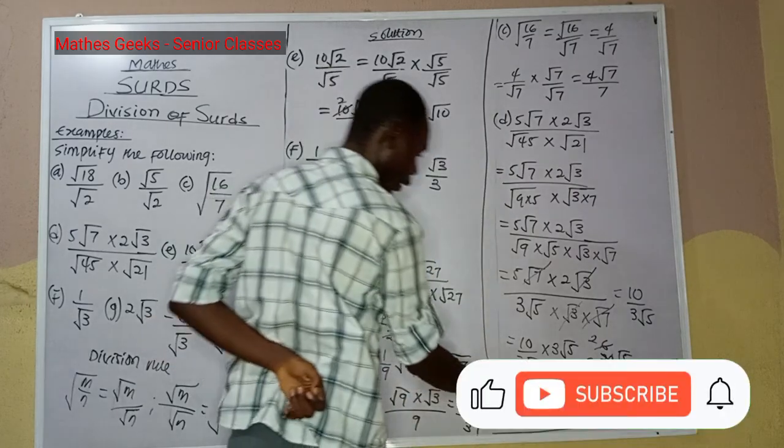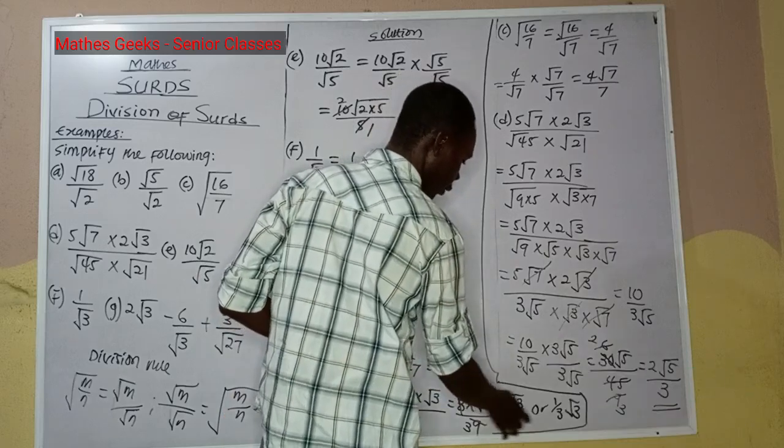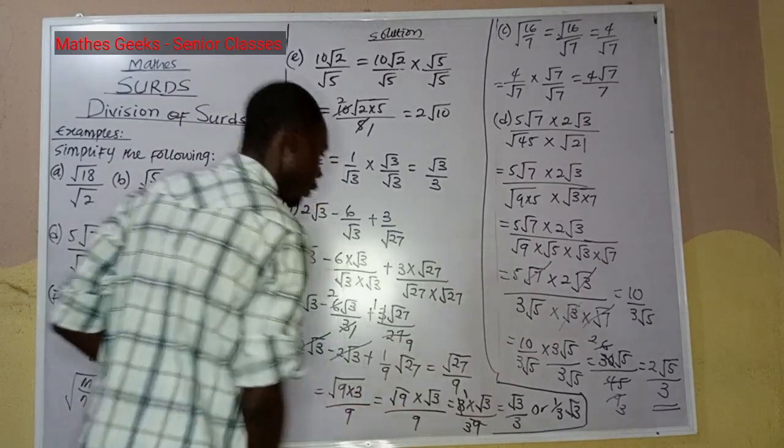So that's our final answer: root 3 over 3, or 1 over 3 times root 3, which is the same thing as this one. I feel that's our final answer.